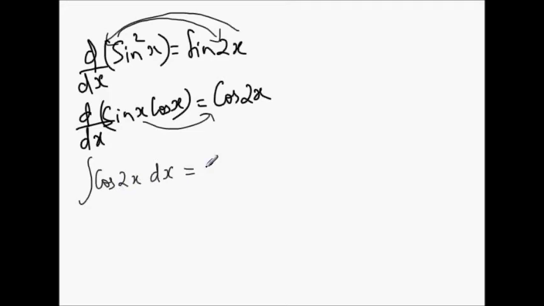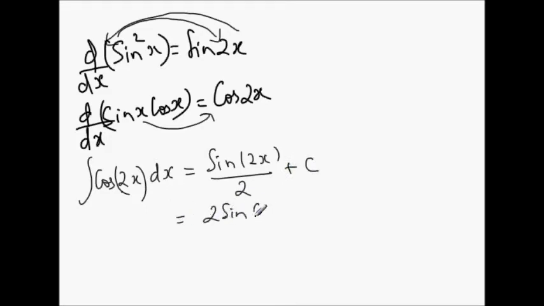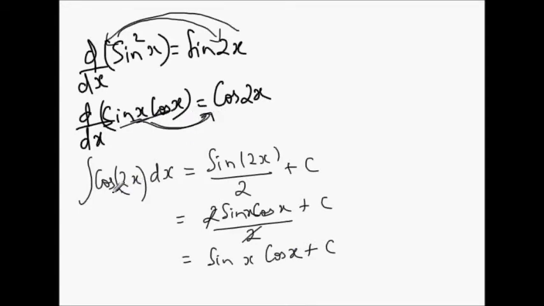Let's see. So using the same rule, cos of a linear function would be sine of the linear function over the constant, right, plus c. Now sine 2x could be easily written as 2 sine x cos x. So I think by now you can see the answer coming up. So this is actually sine x cos x plus c, and that's what we got. Sine x cos x on derivative became cos 2x, and cos 2x on integration is actually sine x cos x.